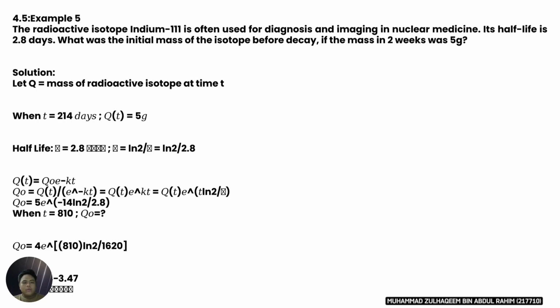When we simplify it, we get Q naught equals 5 e to the power of 14 ln 2 over 2.8, where we just substitute the value of t into the equation. So for the final answer, we get Q naught is equal to 2.83 grams.